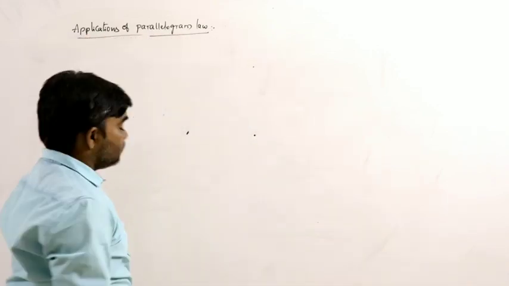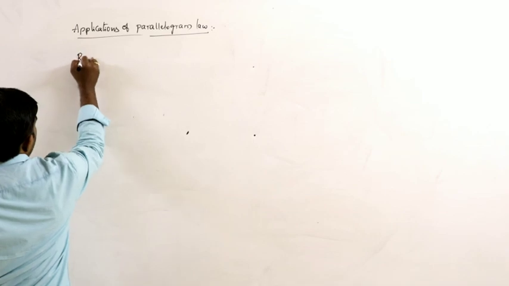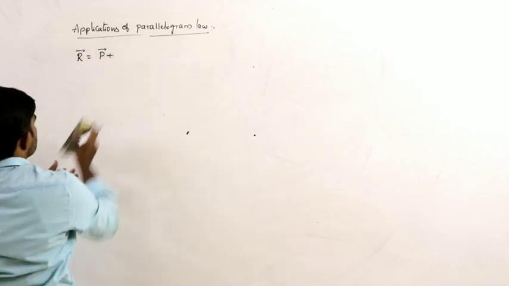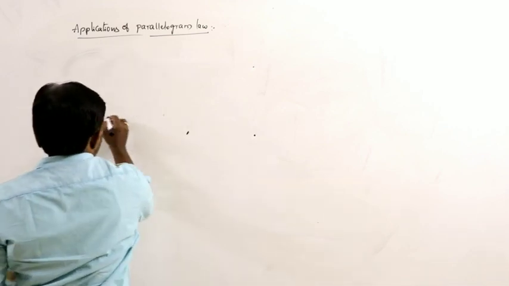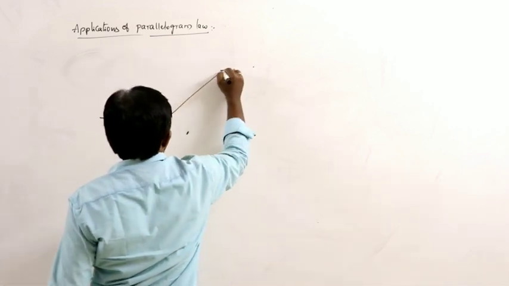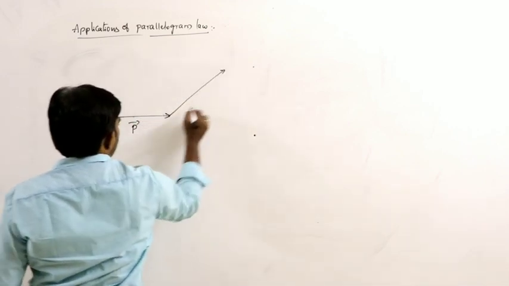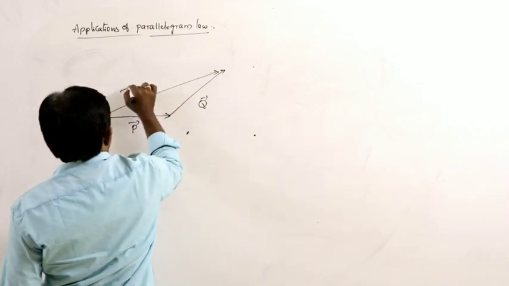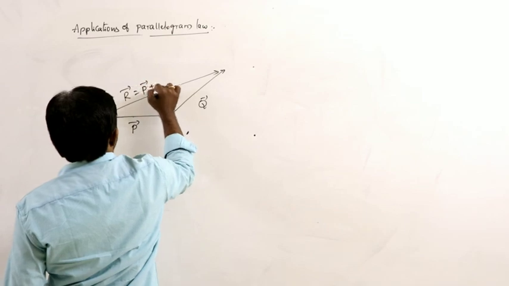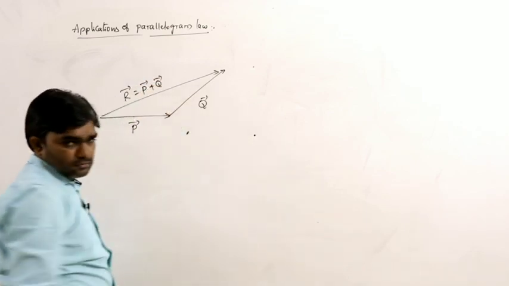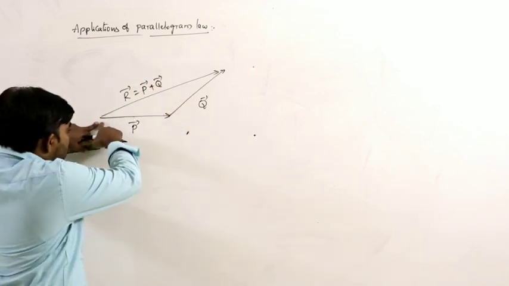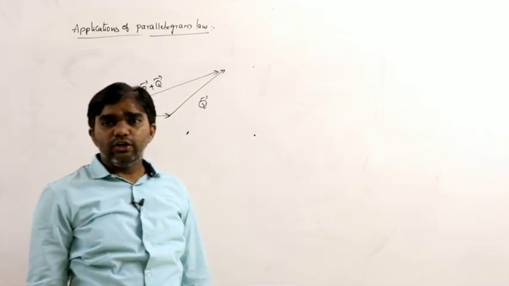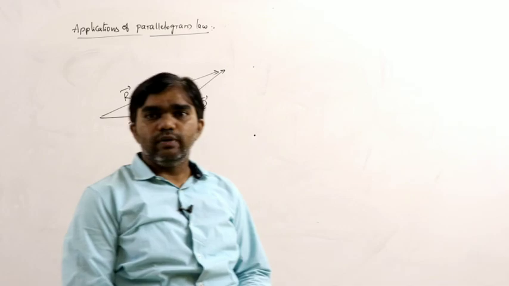So we know the magnitude of the resultant r bar is equal to p bar plus, and that means again we will show this. Let us say this is p bar and this is q bar, and this is r bar. That means r bar is equal to p bar plus q bar. According to the definition of a vector, the starting point of the first vector and the ending point of the second vector gives the resultant of those two vectors.